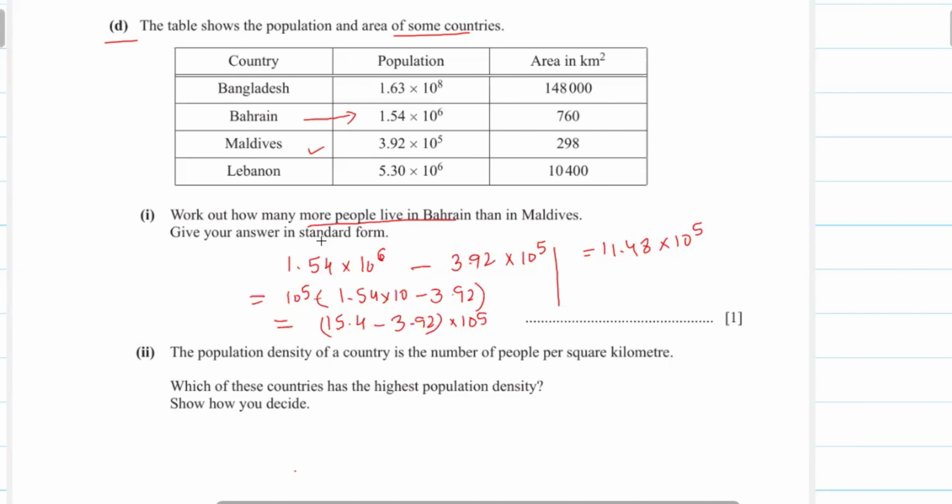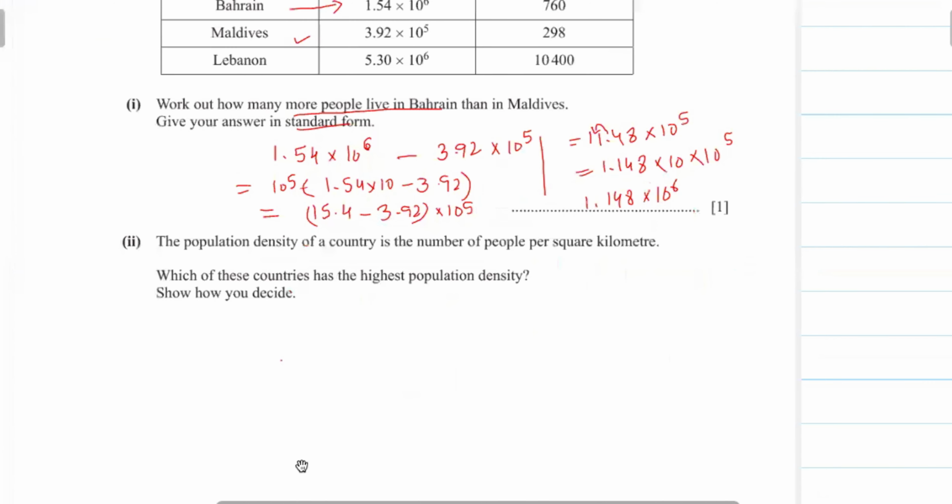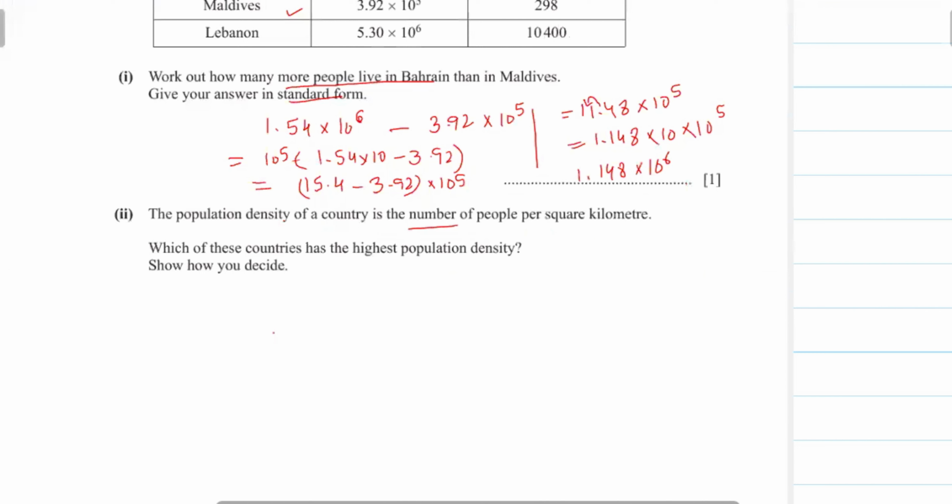We have to write this value in standard form. Therefore, we shift the decimal from right to left, and this will become 1.148 multiplied by 10 into 10 power 5. Therefore, this value equals 1.148 times 10 power 6. This is the answer. Part second: the population density of a country is the number of people per square kilometer. Which of these countries has the highest population density?